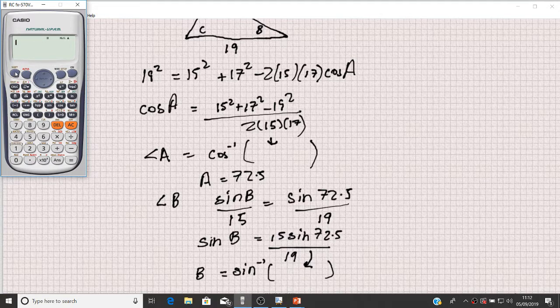Just cancel out that. Shift sine inverse 15 sine 72.8 all over 19. And that equals, I need to close the bracket maybe, and equals 48.95, so we'll call that 49 degrees.